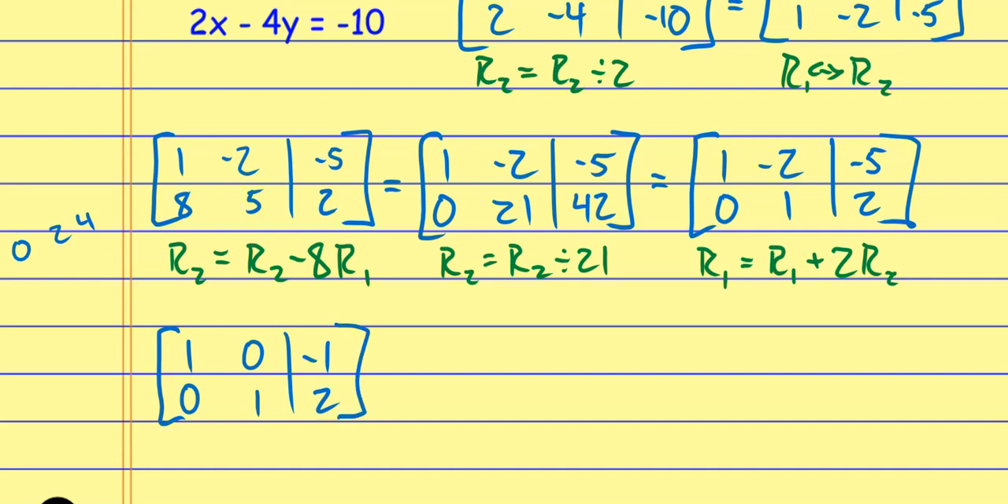And so now I have the identity matrix. This is interpreted as x equals -1 and y equals 2. Okay? Again, I'm using the same rules as elimination, but I'm doing it in a little bit of a different format. Okay?